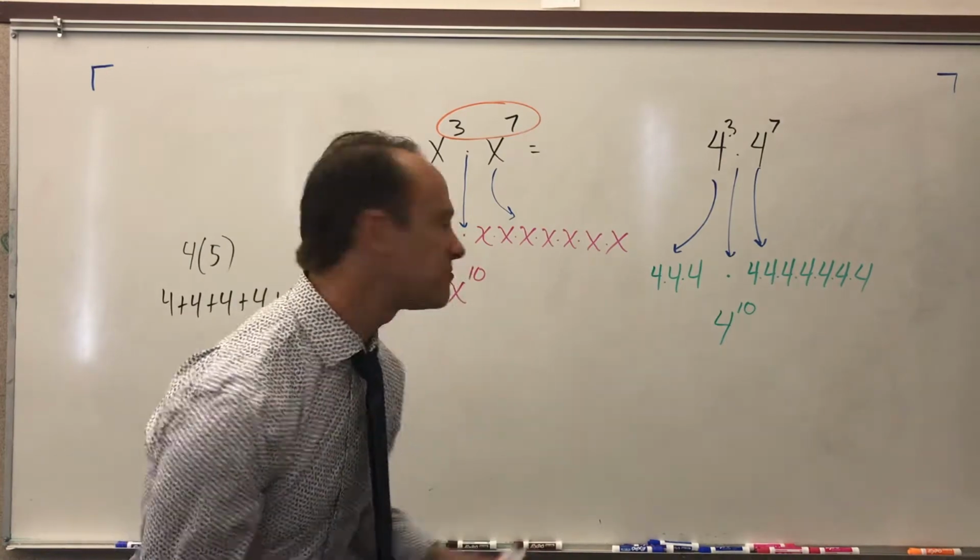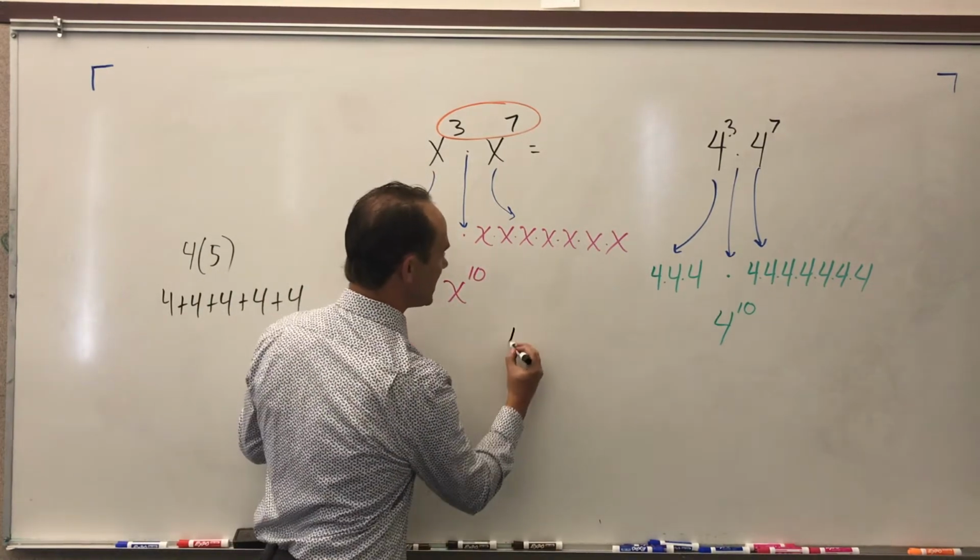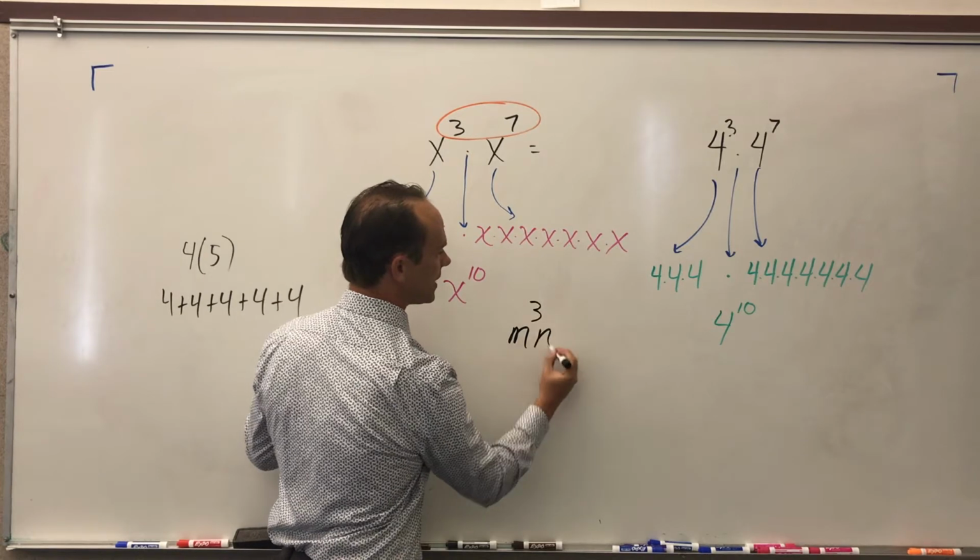And my head just thought of one complication. Oh God, I hope I'm under 5 minutes. What if we did this? m to the third, n squared.